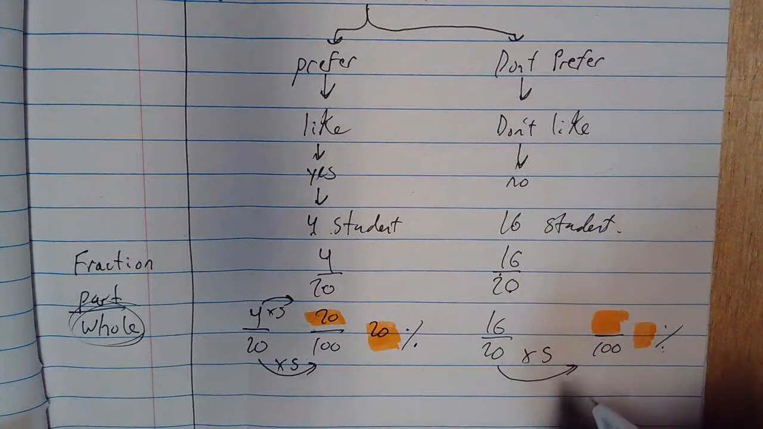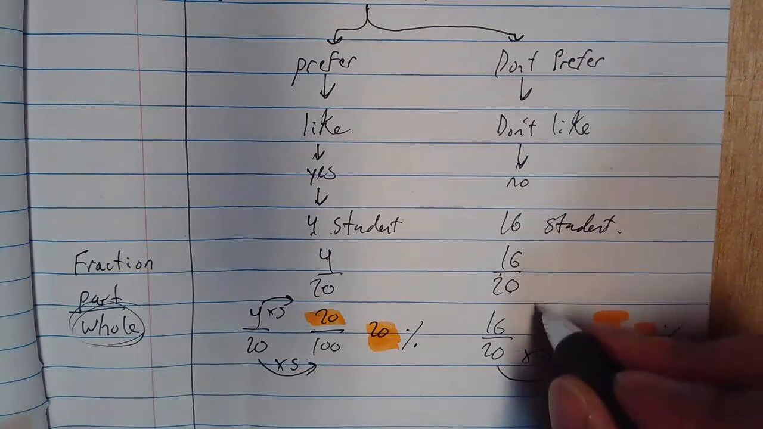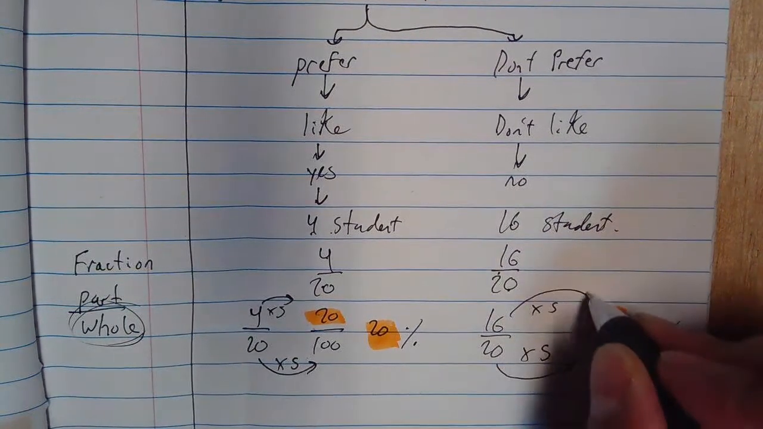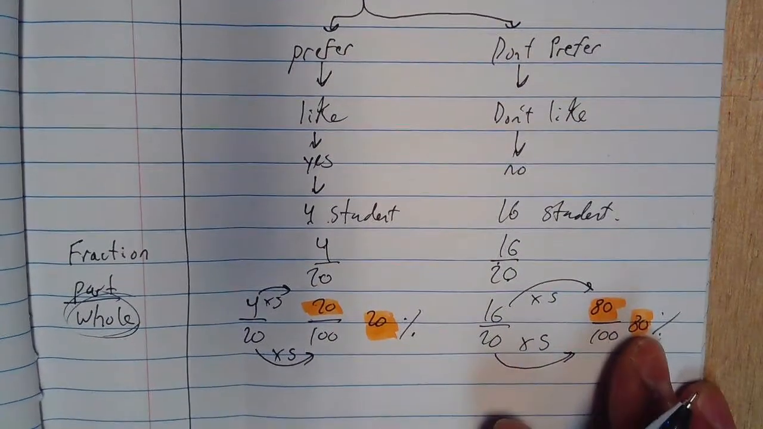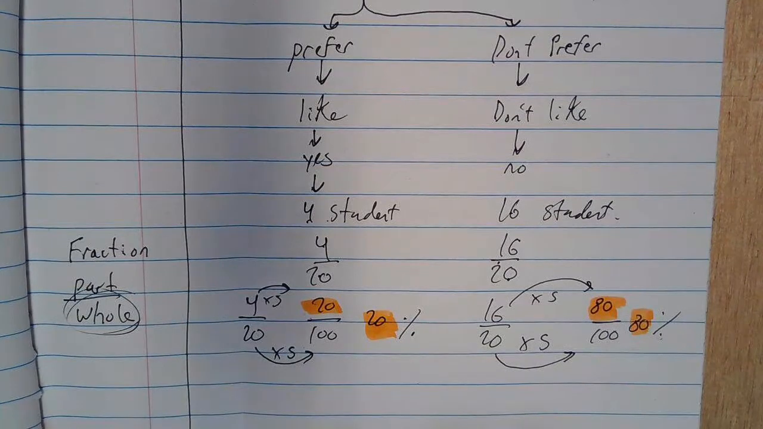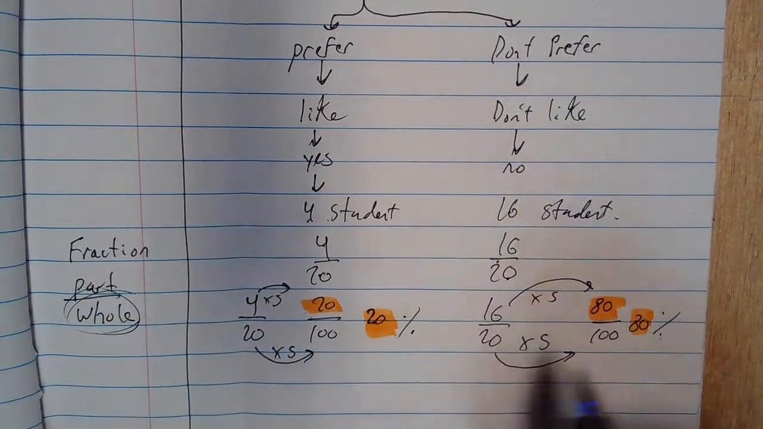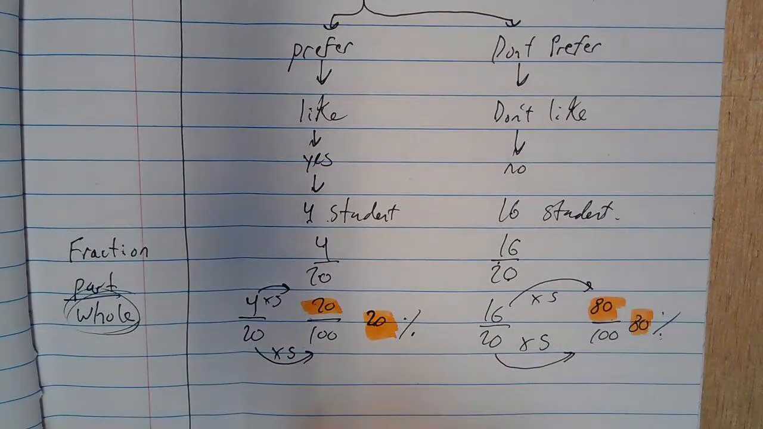Again, I'm scaling up by a factor of 5 because 20 times 5 gives me 100. I'll do the same thing here. 16 times 5 is 80. That's 80%. And so, what's the relationship?